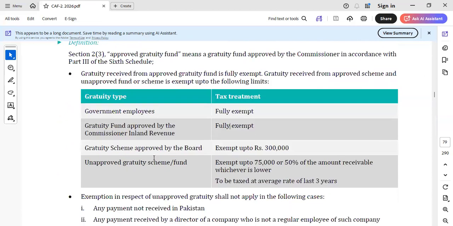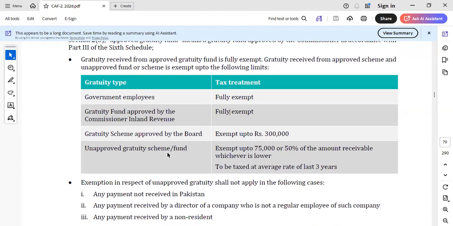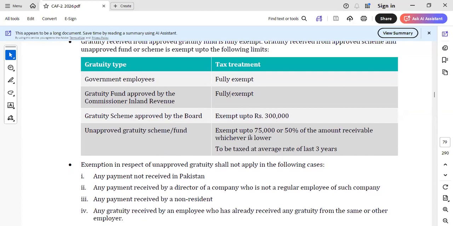ग्रेचुटी के केस में भी, if the gratuity scheme is approved by the board that is exempt up to 300,000, और गवर्नमेंट एम्प्लॉयज के लिए और ग्रेचुटी फंड approved by the Commissioner Inland Revenue तो फुली एग्जाम्प्ट है. कमिश्नर से अगर अप्रूवल ले लिया तो फुली एग्जाम्प्ट है, अगर बोर्ड से है तो एग्जाम्प्ट up to 300,000, अगर अनअप्रूव्ड है तो सिर्फ कितनी माफी है, 75,000 और 50% amount receivable whichever is lower.